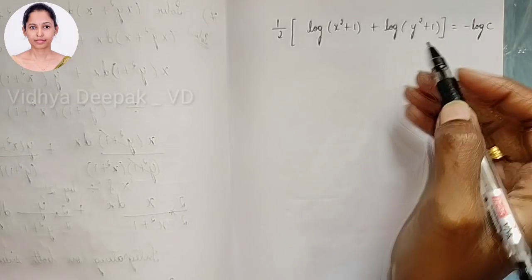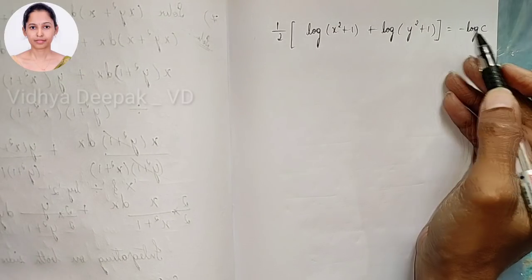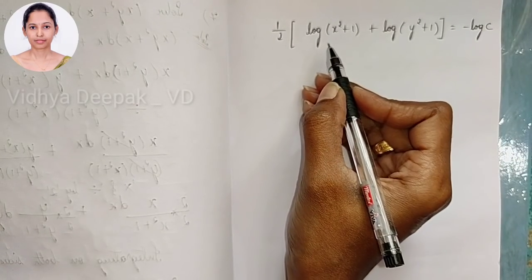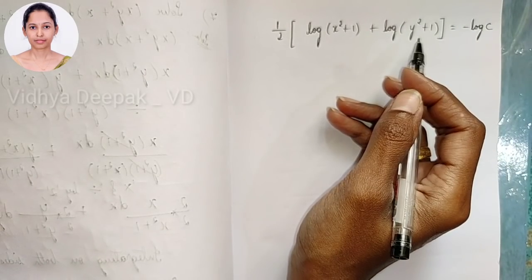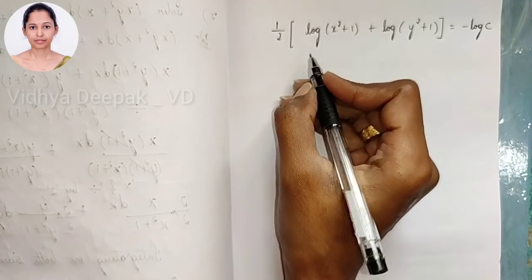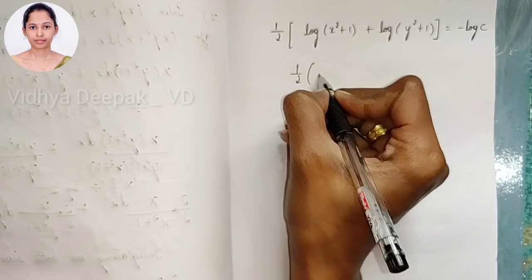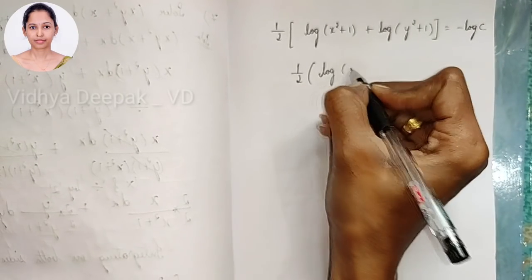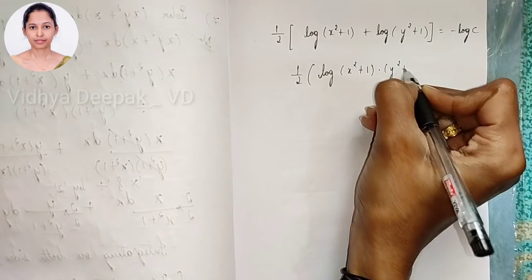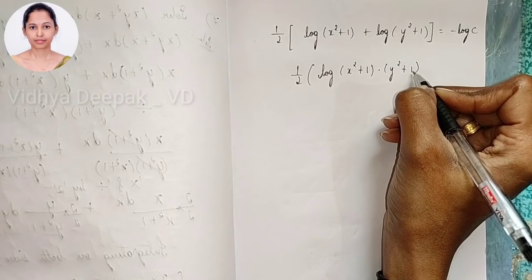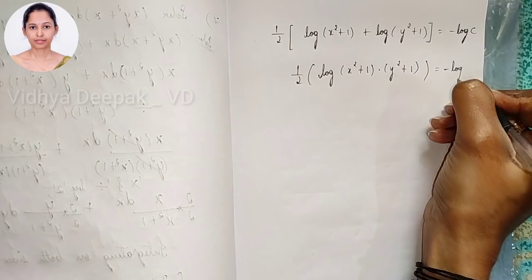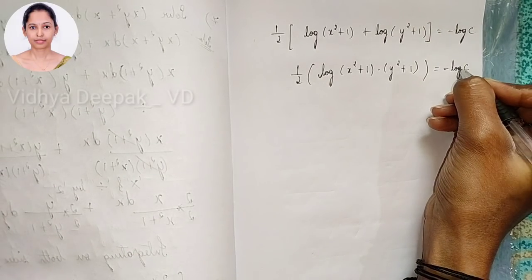So we have, I just brought the plus log c to the other side, so that becomes minus log c. Here this is in the form of log m plus log n. So what is log m plus log n? Log mn, right? So I can write this 1 by 2 into log of x square plus 1 into y square plus 1 is equal to minus log c, right?